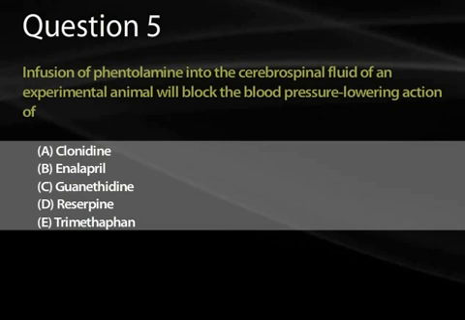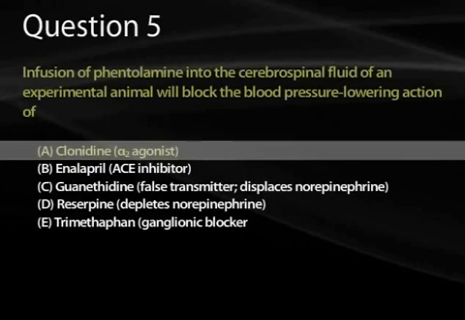What is phentolamine? Phentolamine is an alpha-1 and an alpha-2 blocker. Normally, when it's given intravenously, it does not cross into the CSF. However, if it's given in the question into the CSF, it will block alpha-2. And which of these molecules is an alpha-2 agonist? That would be clonidine. Therefore, phentolamine would block the blood pressure lowering effect of clonidine.